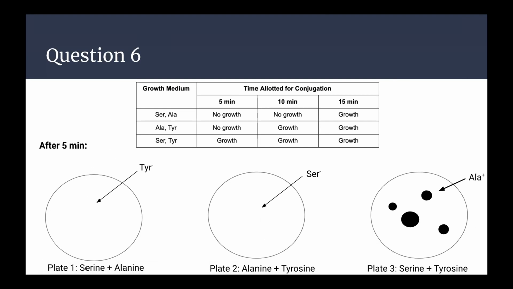That's what I highlighted. So conjugation is allowed to continue for 5 minutes and then it stops. The scientist observes the plates and sees that there is growth on plate 3, which contains serine and tyrosine. The fact that there's growth indicates that the bacteria is able to synthesize the third missing amino acid, which is alanine. This means that the gene required to make alanine is transferred first. Does that part make sense?